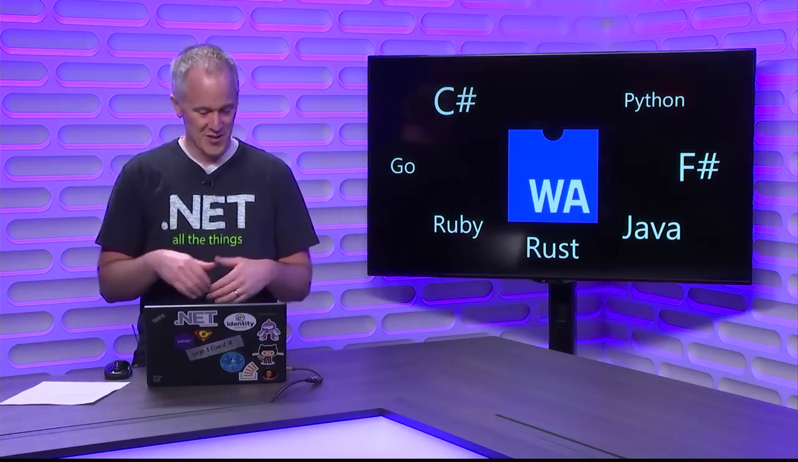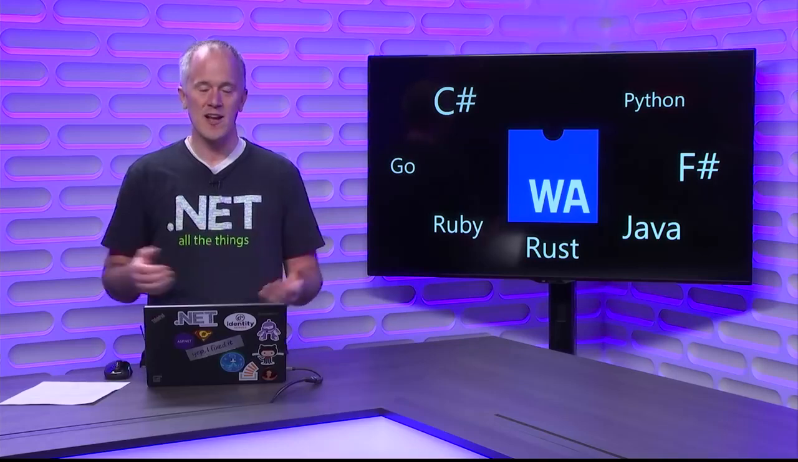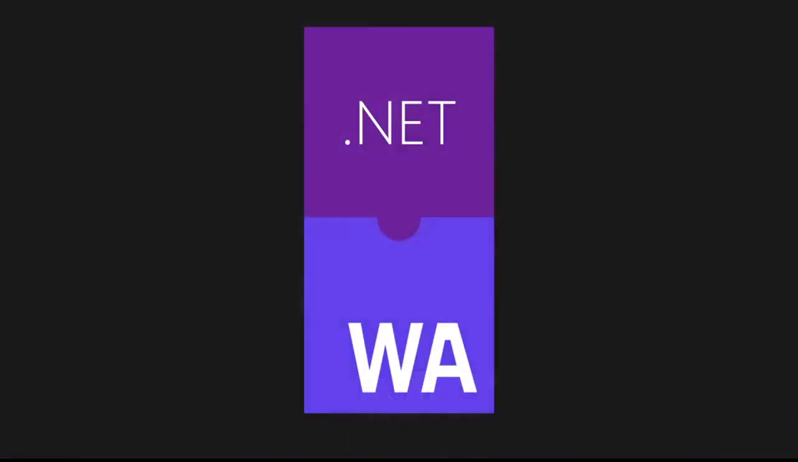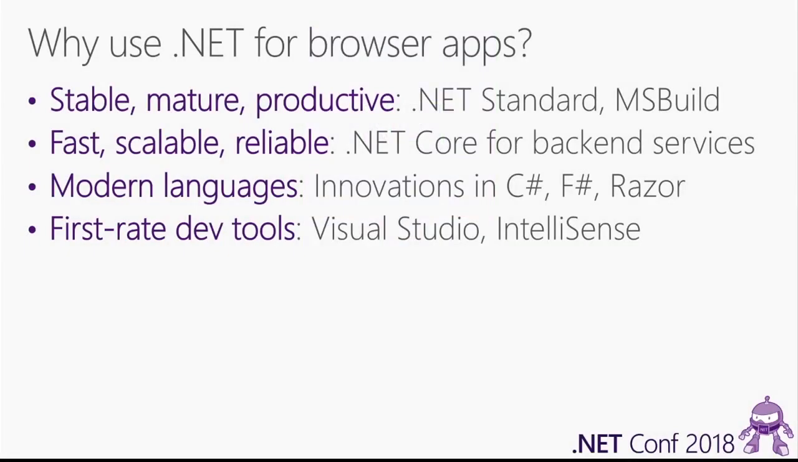WebAssembly is fast and it is available anywhere in any modern browser. So of course, we would like to make it possible so that you can take your .NET code and target it to WebAssembly so you can run your .NET code in any browser. Now, why would you want to do this? Why would you want to run .NET in the browser? Why wouldn't you just continue to write JavaScript?